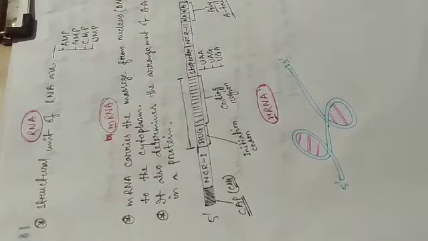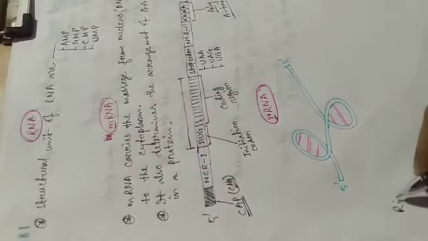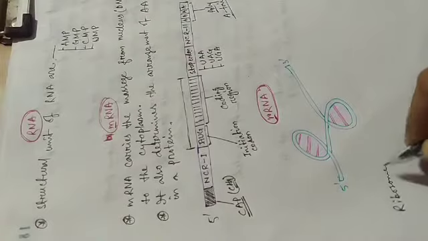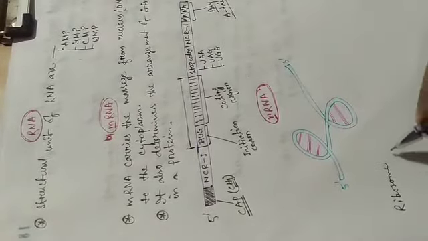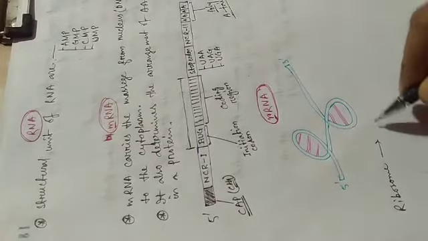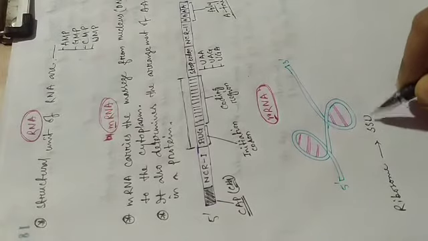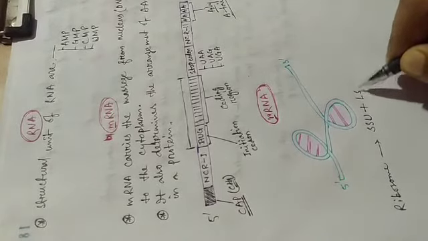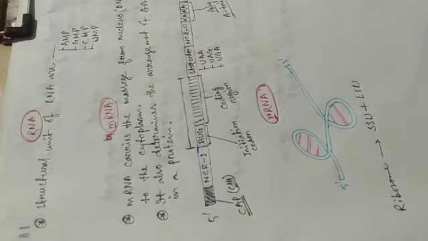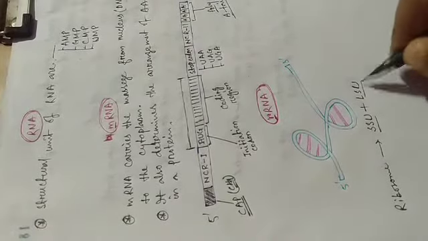Again, I repeat it. The ribosome has two parts, means a smaller subunit and a large subunit.